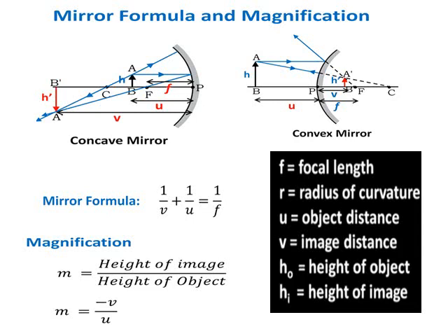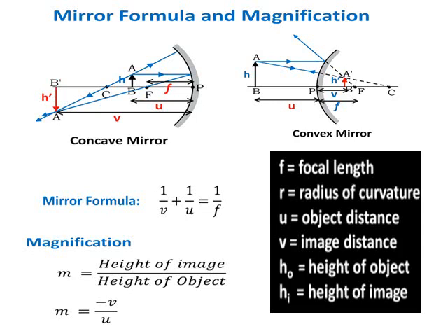So when you look at the right side, f refers to focal length, r refers to radius of curvature, u is the object distance. Very important, u is the object distance. v is the image distance. And ho is the height of the object, and hi is the height of the image. So these are the symbols we use for the terms. Now the mirror formula says 1 by v, that is 1 by the image distance, plus 1 by u, that is 1 by object distance, is equal to 1 by f, that is focal length.